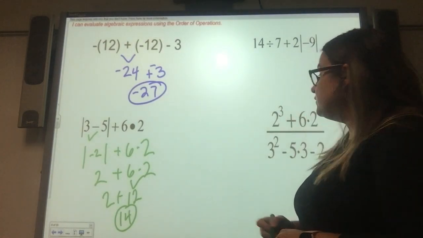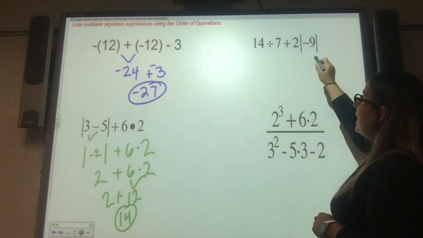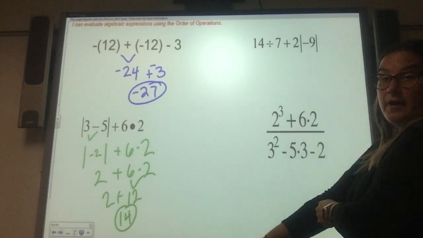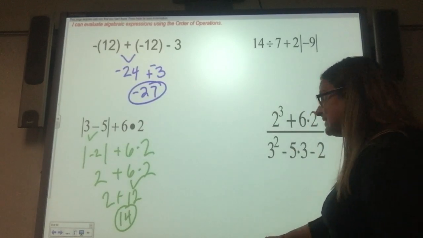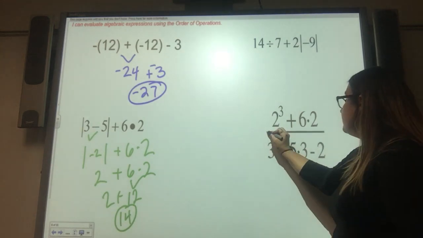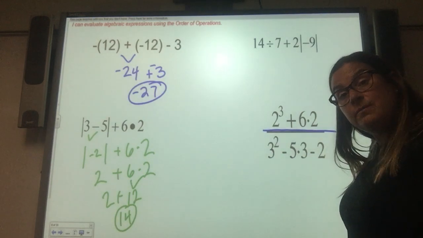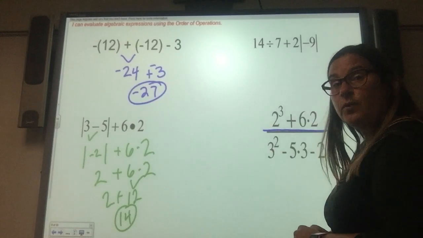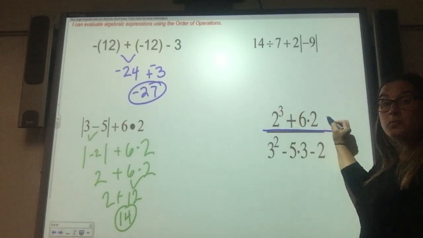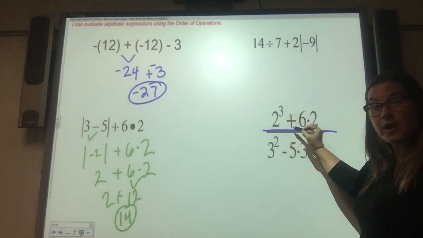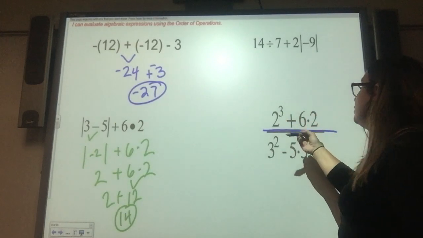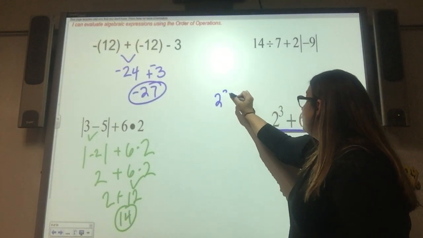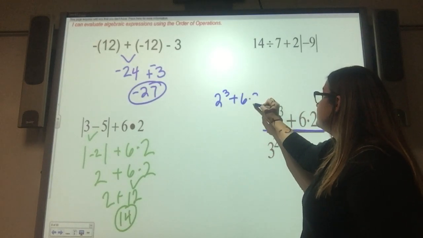Okay. Let's do this one yet, and then tomorrow we'll do that one, or in the next video we'll do that one and move on. Because here's a grouping symbol that's not something we're used to seeing. This is a fraction bar. And what that fraction bar does is it separates it into 2 separate problems. Okay? So we're going to focus on the numerator, that's the top part of the fraction, first. So 2 cubed plus 6 times 2.